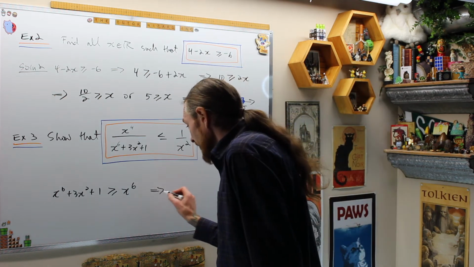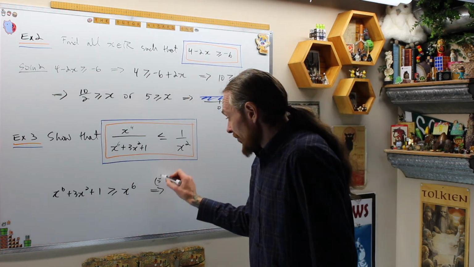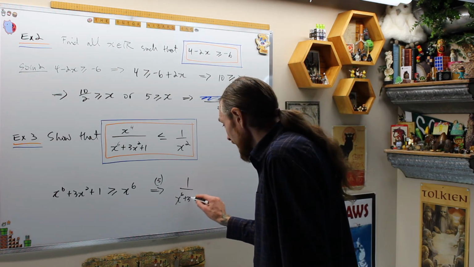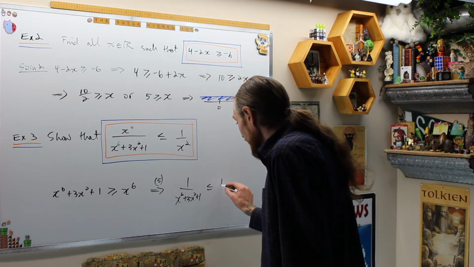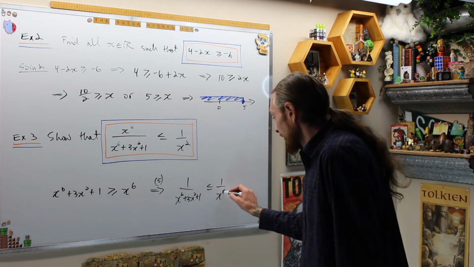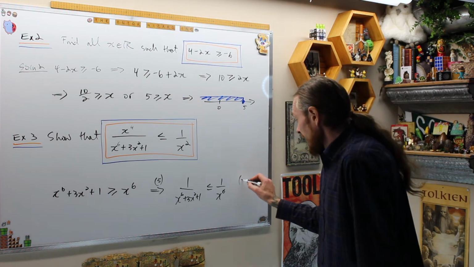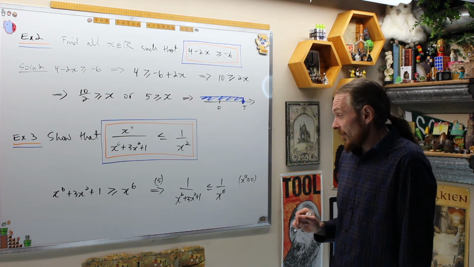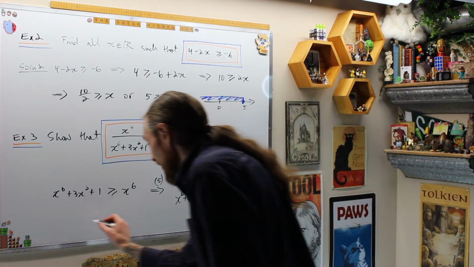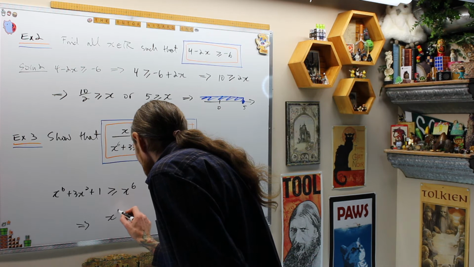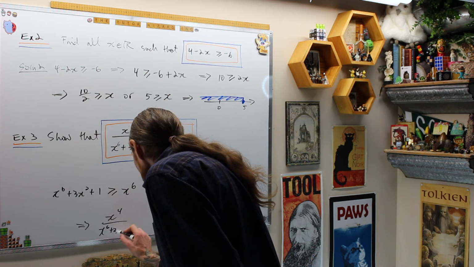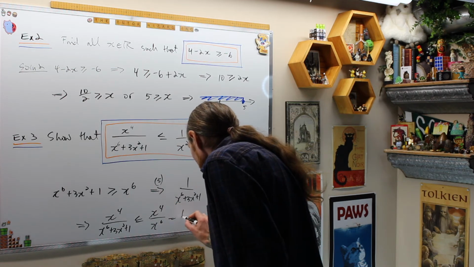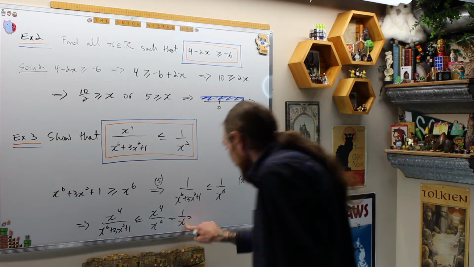And then what that's going to tell me is, by property 5, by reciprocating, that 1 over x to the 6 plus 3x squared plus 1 is less than or equal to 1 over x to the 6. And since x to the 4 is greater than or equal to 0, we can multiply both sides by x to the 4, and it doesn't change the inequality. So that tells me that x to the 4 over x to the 6 plus 3x squared plus 1 is less than or equal to x to the 4 over x to the 6, which is 1 over x squared.